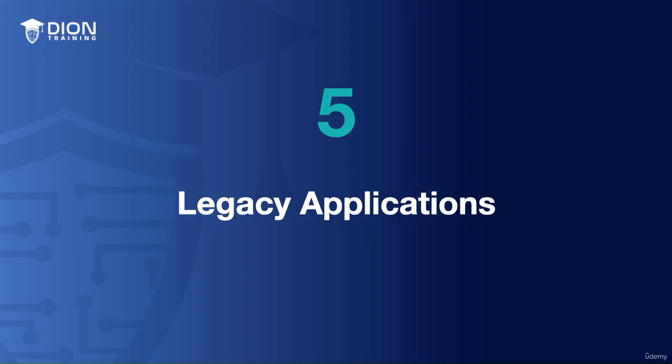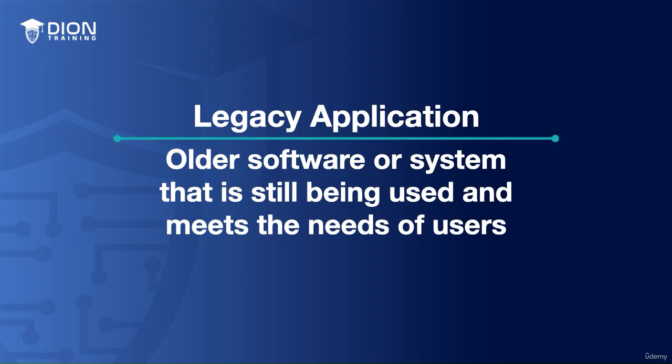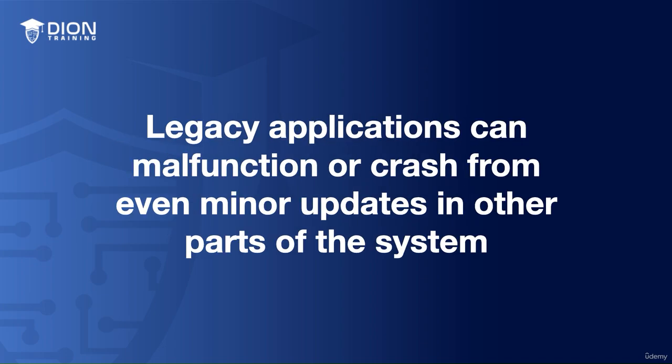Fifth, we have legacy applications that we need to consider. Now, legacy applications are older pieces of software or systems that continue to be used, often because they still function and meet the needs of their users, even though newer technology or updated versions may be available. Now, these legacy applications may still be robust and reliable, but they are particularly sensitive to changes because they are generally less supported than our modern applications. These legacy applications might not be as flexible or adaptable as their modern counterparts, so even a minor update in one part of the system could lead to malfunctions or crashes of these older applications. For these reasons, it's important to understand which legacy applications may exist inside of your environment and how they might be affected by a given proposed change.